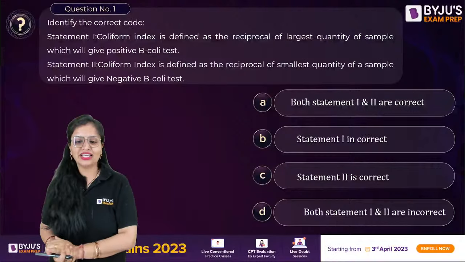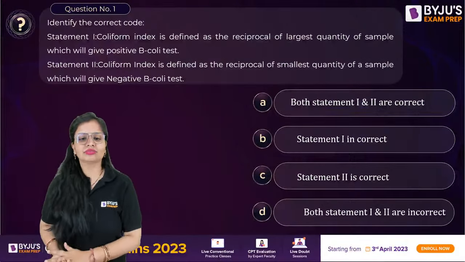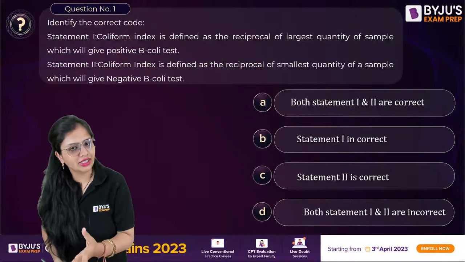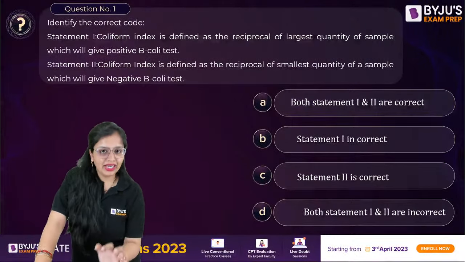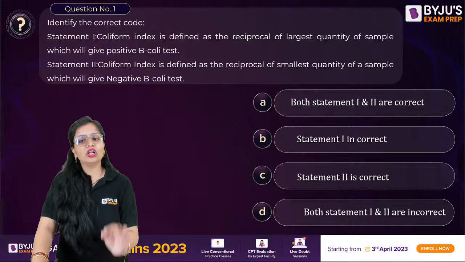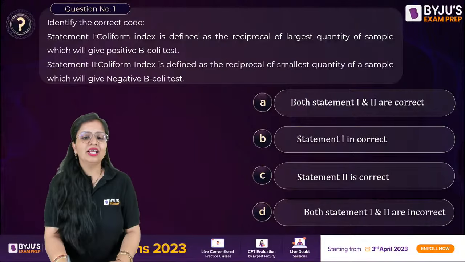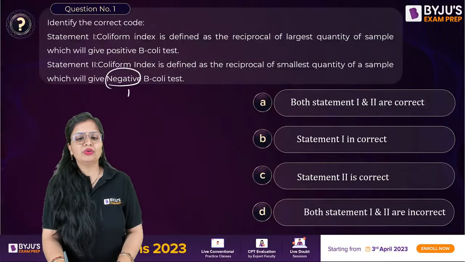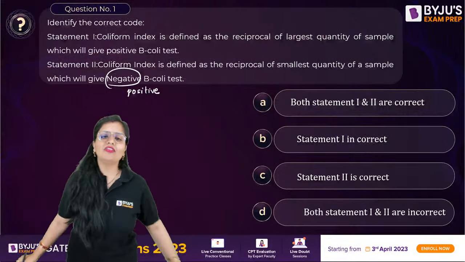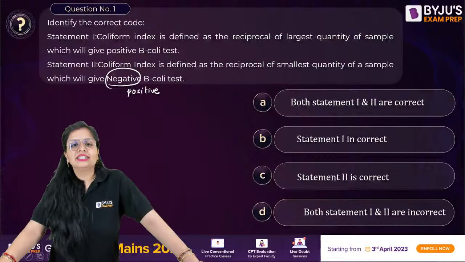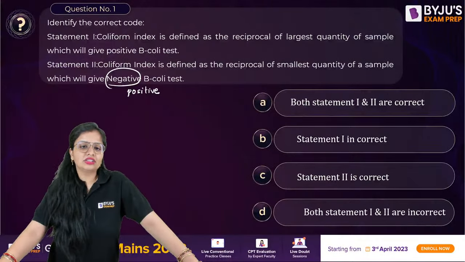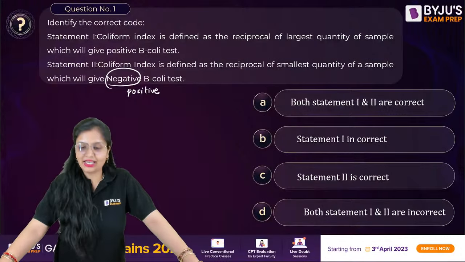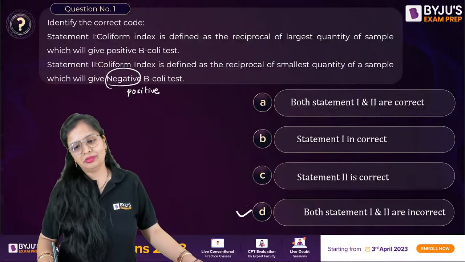Okay, Krishna is saying D. Could you tell me the right one? First is also incorrect, second is also incorrect. Then what is the correct one? Coliform index is defined as the reciprocal of the smallest quantity of sample which will give a positive B. coli test. So instead of negative, if statement 2 had written positive B. coli test, statement 2 would have been correct. But since here it's not given as positive, we'll neglect it. Okay, so D will be the correct answer.